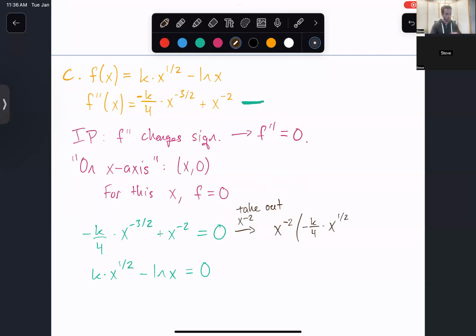Think about what this would get. Think about it for a few seconds. What's negative 2 plus 1/2? It's negative 3/2, isn't it? The reason you want to take out x to the negative 2 is that now this is going to be 1.